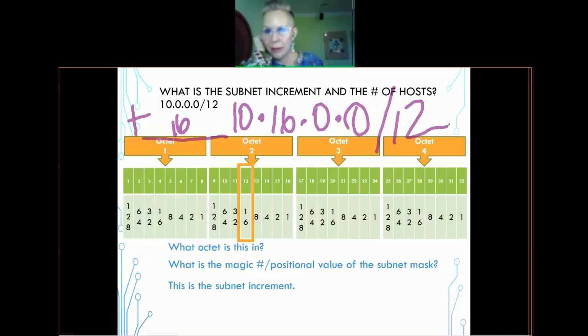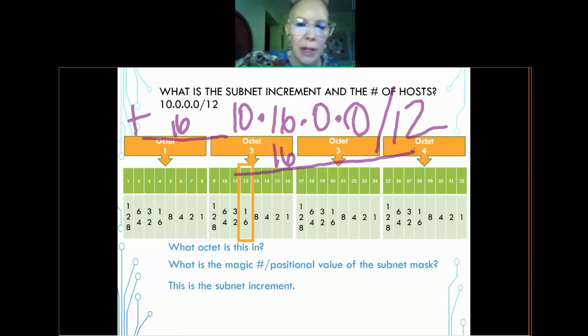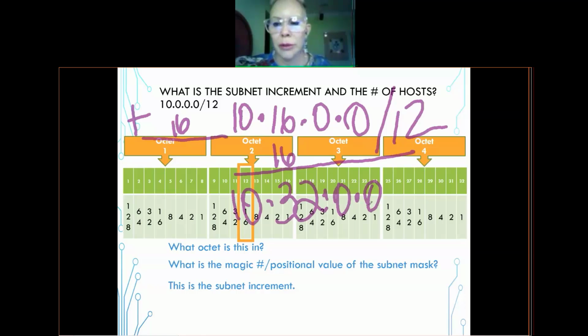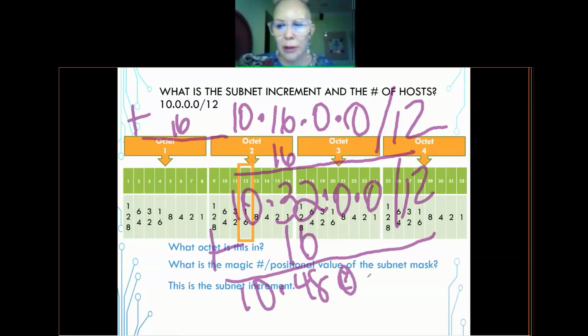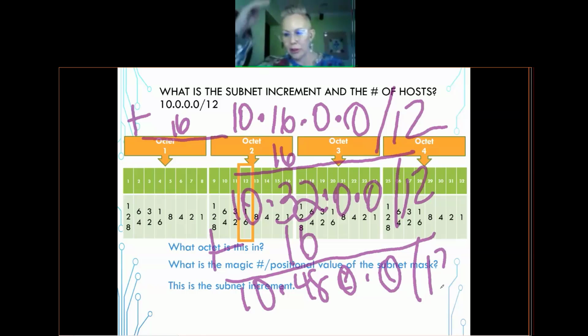Okay, what would the next network address be? Yes, right? We add 16 again. So then we have 10.32.0.0/12. How about the next network? I would add 16, right? So I would have 10.48.0.0/12, and you just keep going.